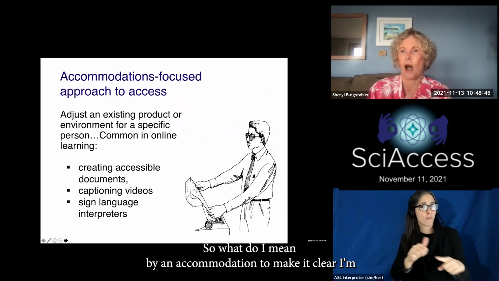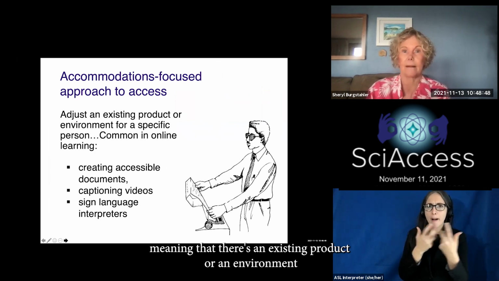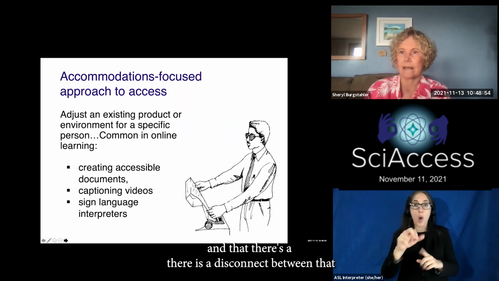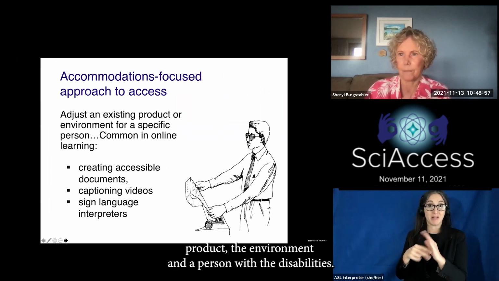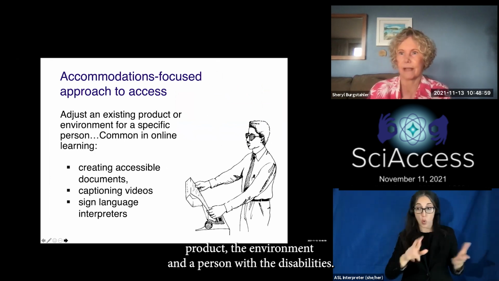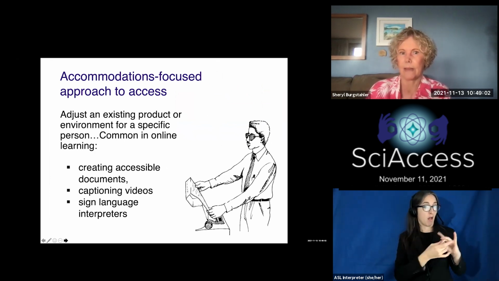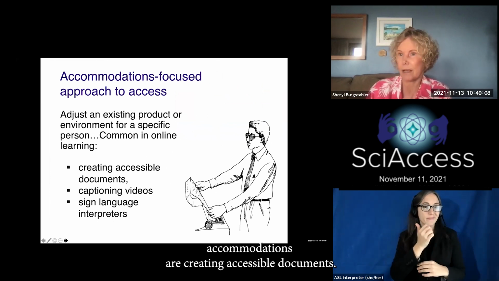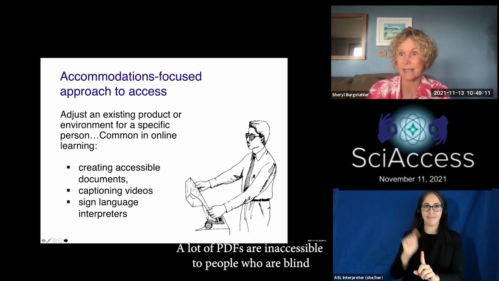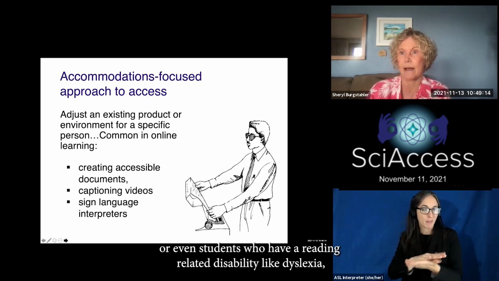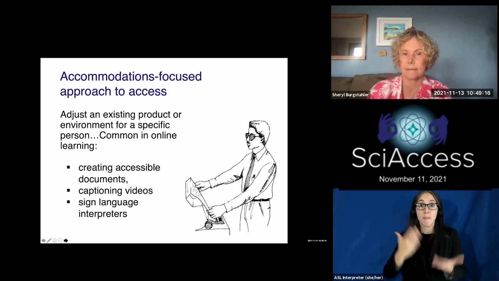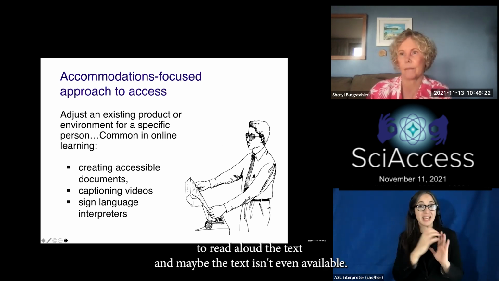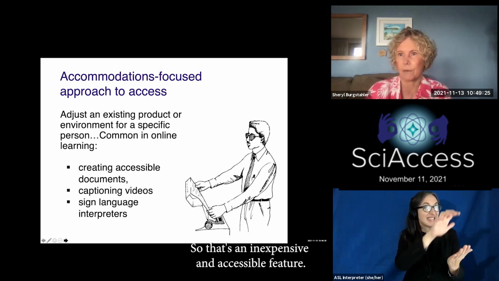So what do I mean by an accommodation? To make it clear, I'm meaning that there's an existing product or an environment, and that there is a disconnect between that product or environment and a person with a disability. They can't use it, they can't participate, whatever. So common online learning, for example, accommodations are creating accessible documents. A lot of PDFs are inaccessible to people who are blind or even students who have a reading-related disability like dyslexia, because they want to use their text-to-speech software to read aloud the text, and maybe the text isn't even available. So that's an inaccessible feature.